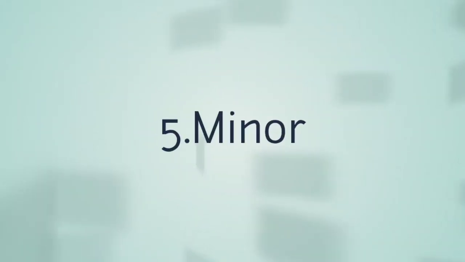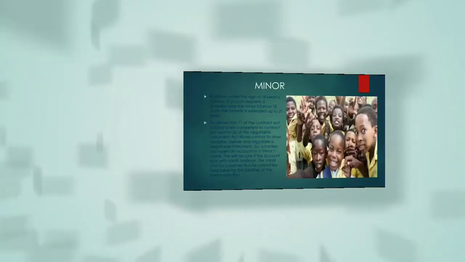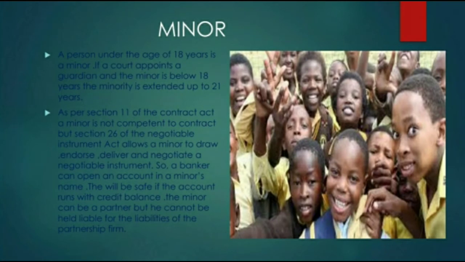Good morning, friends. Today I am going to talk to you about minor. A person under the age of 18 years is a minor. If a court appoints a guardian and the minor is below 18 years, then minority is extended up to 21 years. As per Section 11 of the Contract Act, a minor is not competent to contract, but Section 26 of the Negotiable Instruments Act allows a minor to draw, endorse, deliver, and negotiate a negotiable instrument. A banker can open an account in a minor's name. This account will be safe if the account runs with a credit balance. The minor can be a partner, but he cannot be held liable for the liabilities of the partnership firm.